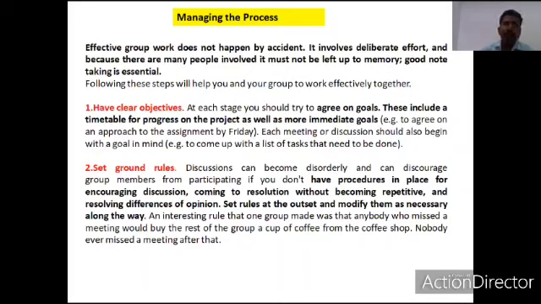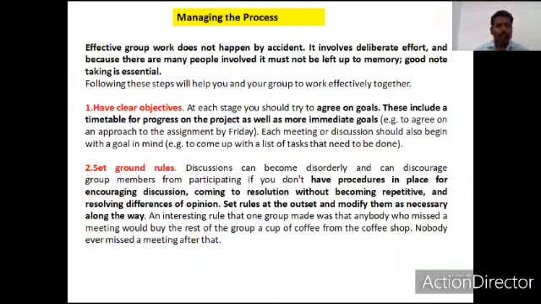And in these effective group activities, there is a set of steps for how exactly you need to manage the process of assigning the different works to different teams online. Effective group work does not happen by accident. It involves deliberate efforts, and because there are many people involved, it must not be left up to memory. Good note taking is essential. These are the steps you need to take care of before planning any group activities online.